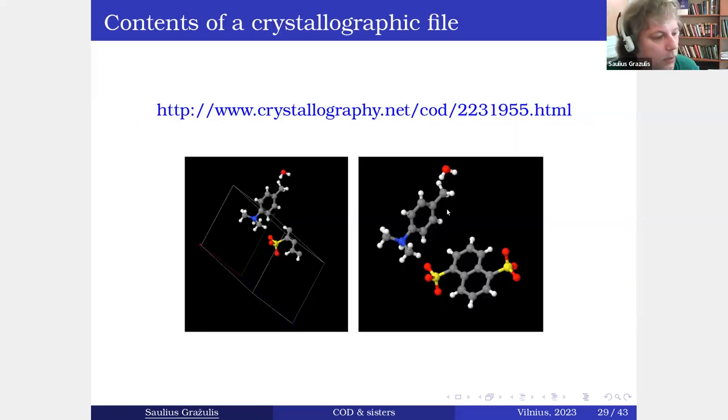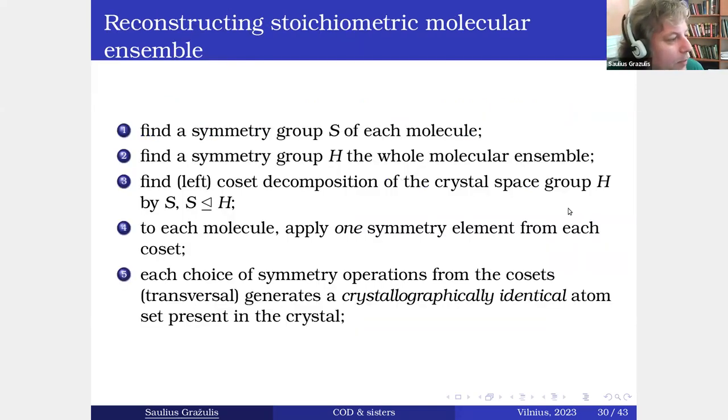And so we thought, how can we provide what we call stoichiometrically correct molecular ensembles where all atoms are represented in the same ratios as they are in the original crystal? Then you could use this set of molecules to investigate further the properties of the crystal, because they would contain the same information, just possibly in a more convenient form. And we came up with the following algorithm.